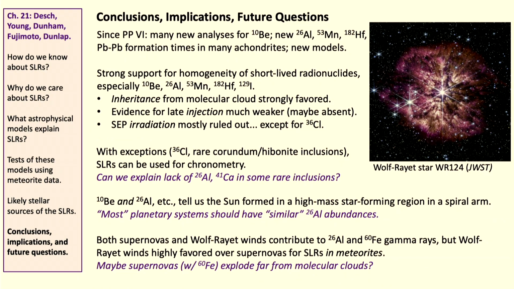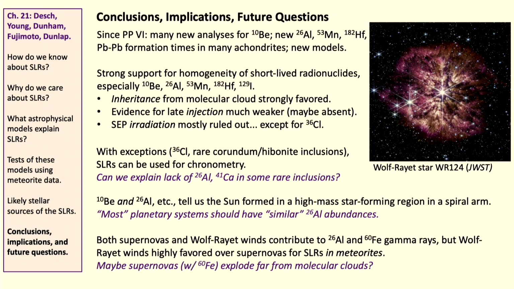Okay, so to conclude, since PP6, there's been a lot more analysis of beryllium-10, updates to iron-60. We have a lot more aluminum-26, hafnium-182, manganese-53 data for achondrites, and lead-lead formation times have been revolutionized. So there's a lot on the data side. There's also been a lot more modeling to try to understand this and synthesize it. And the net result is that there's strong support for homogeneity of almost all the radionuclides. And therefore, inheritance from the molecular cloud is strongly favored.